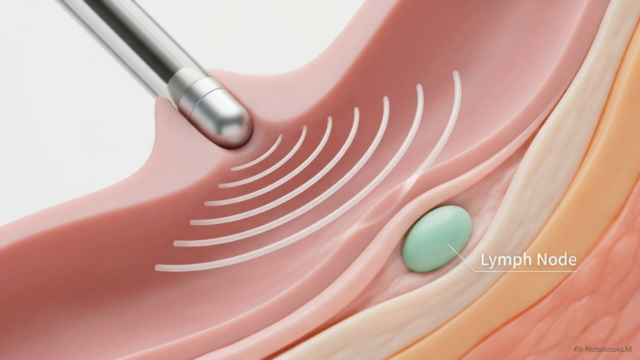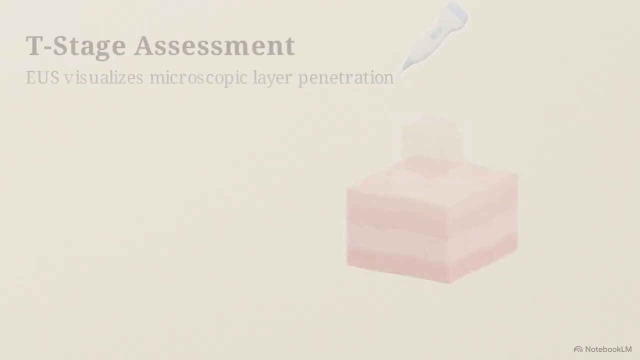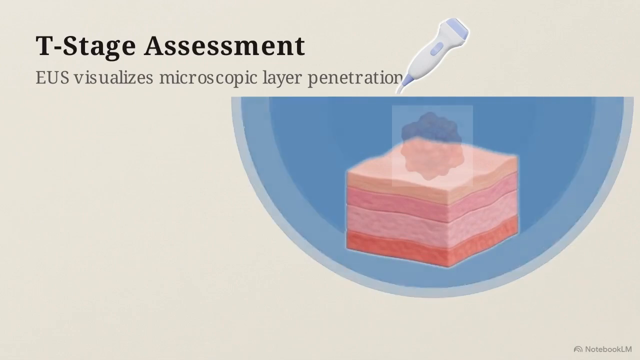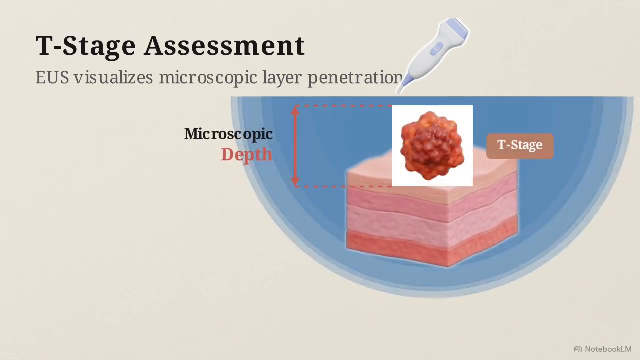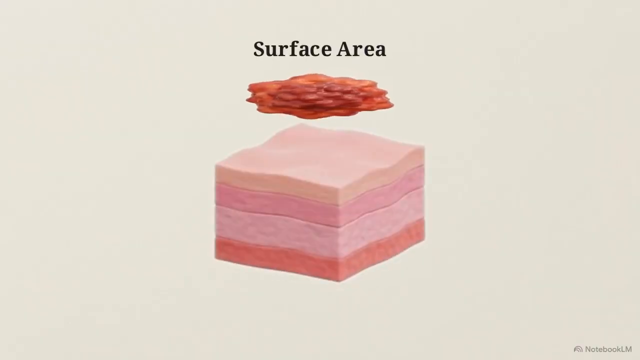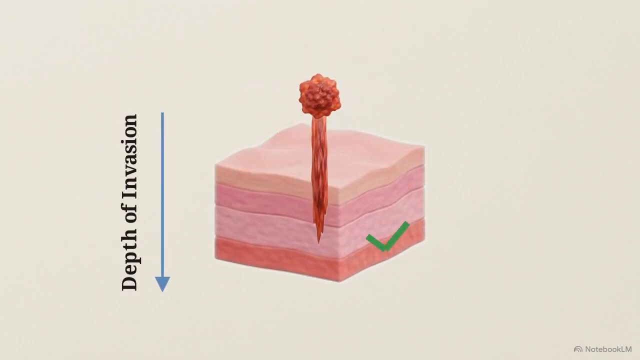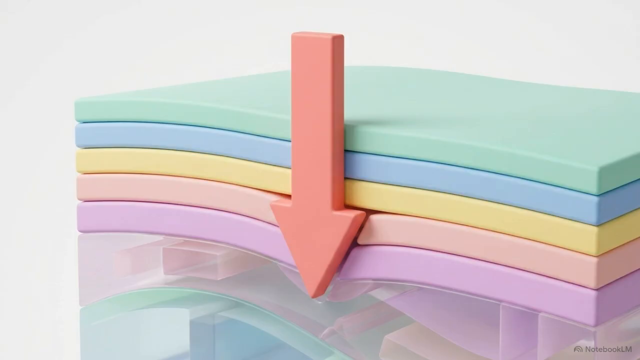Once distant metastasis is ruled out, EUS is the definitive investigation for establishing the local T stage and evaluating nearby regional lymph nodes. Standard endoscopy only shows the surface of the tumor. EUS uses sound waves to penetrate the esophageal wall, allowing clinicians to measure the exact microscopic depth of tumor invasion. That measurement is the basis for all surgical planning. In gastrointestinal oncology, T stage is dictated entirely by vertical depth of invasion, not by the surface area of the tumor. Because of this, depth of invasion stands as the single most important prognostic factor for the patient.